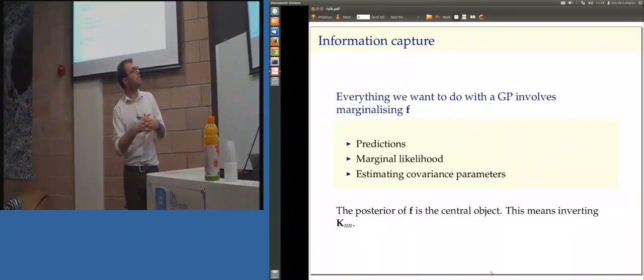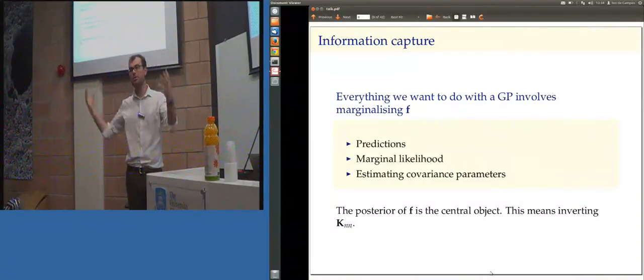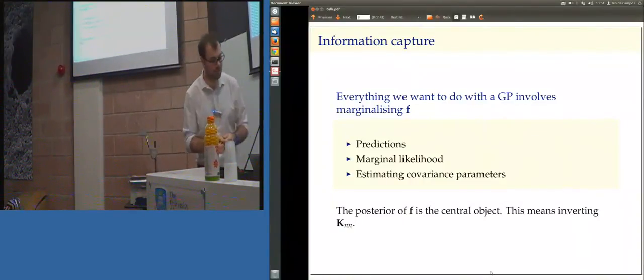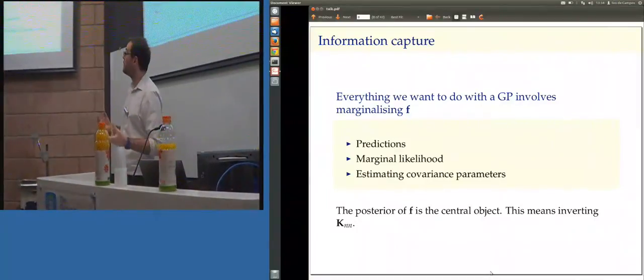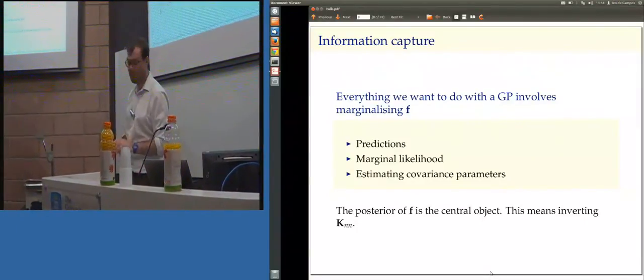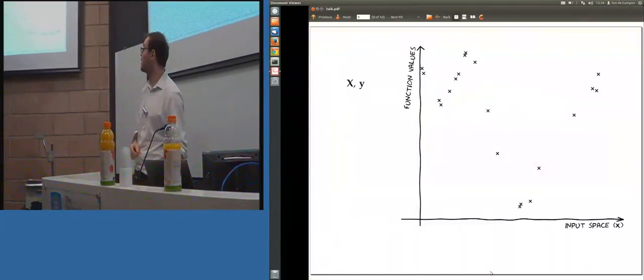So this posterior object is what we want, but we don't want to have to compute the full posterior. We want to compute some compact form. So instead of computing the posterior for the latent function values f, I'm going to compute the posterior for a smaller set of latent function values, which I call u.